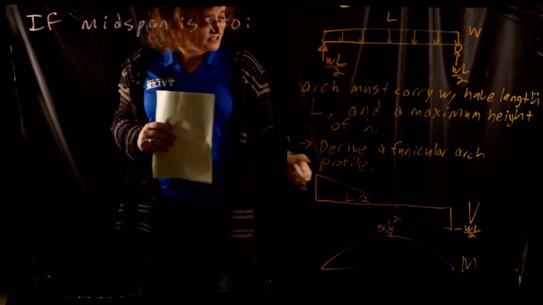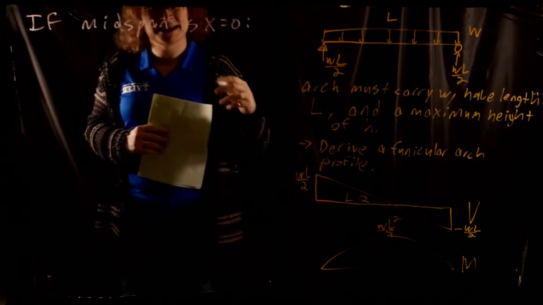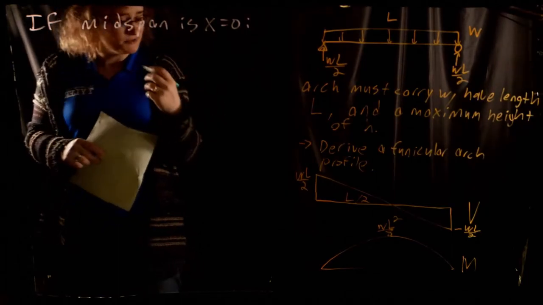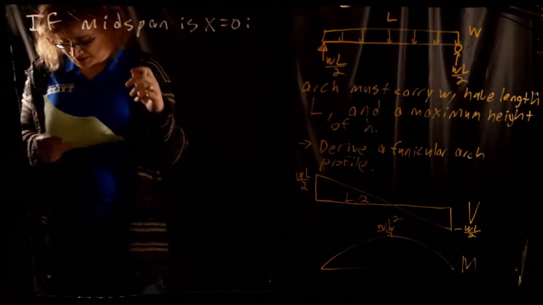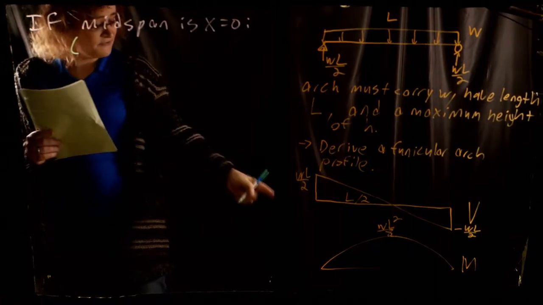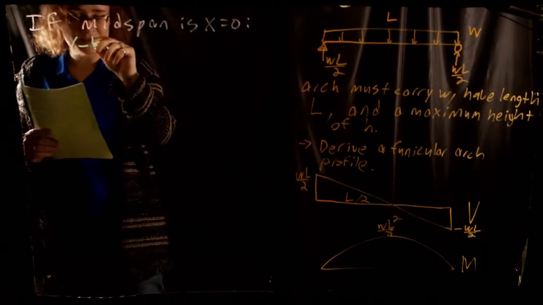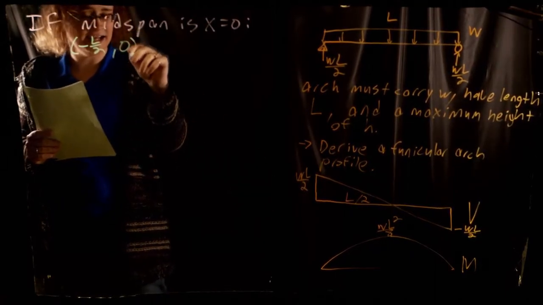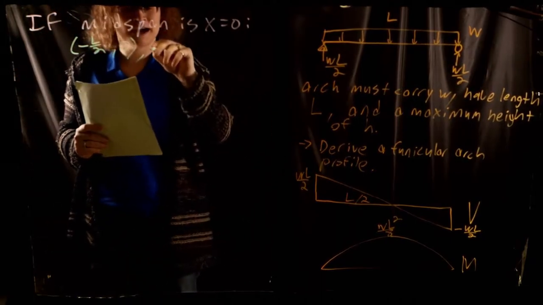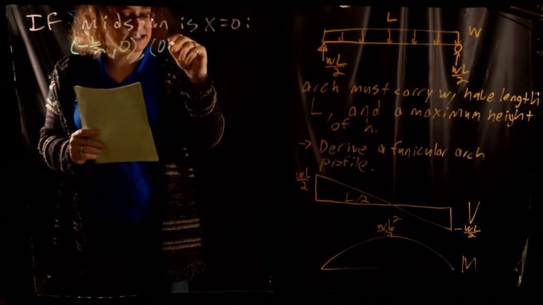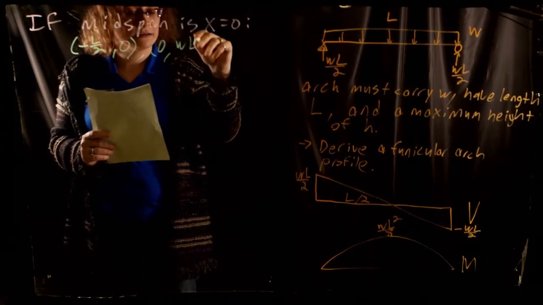If we set the midspan as x equals 0, I have some known moment points. At negative L over 2, I would be at 0 moment at the left-hand side. At midspan, or x equals 0, I would be at WL squared over 8.